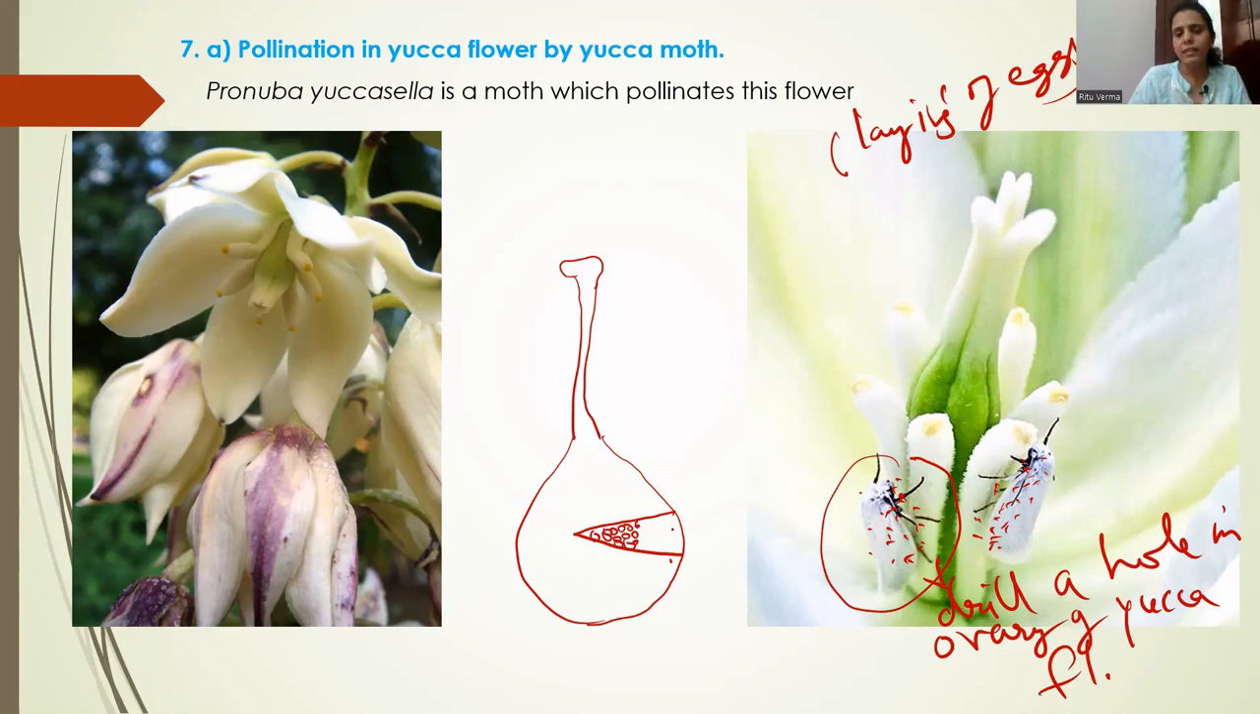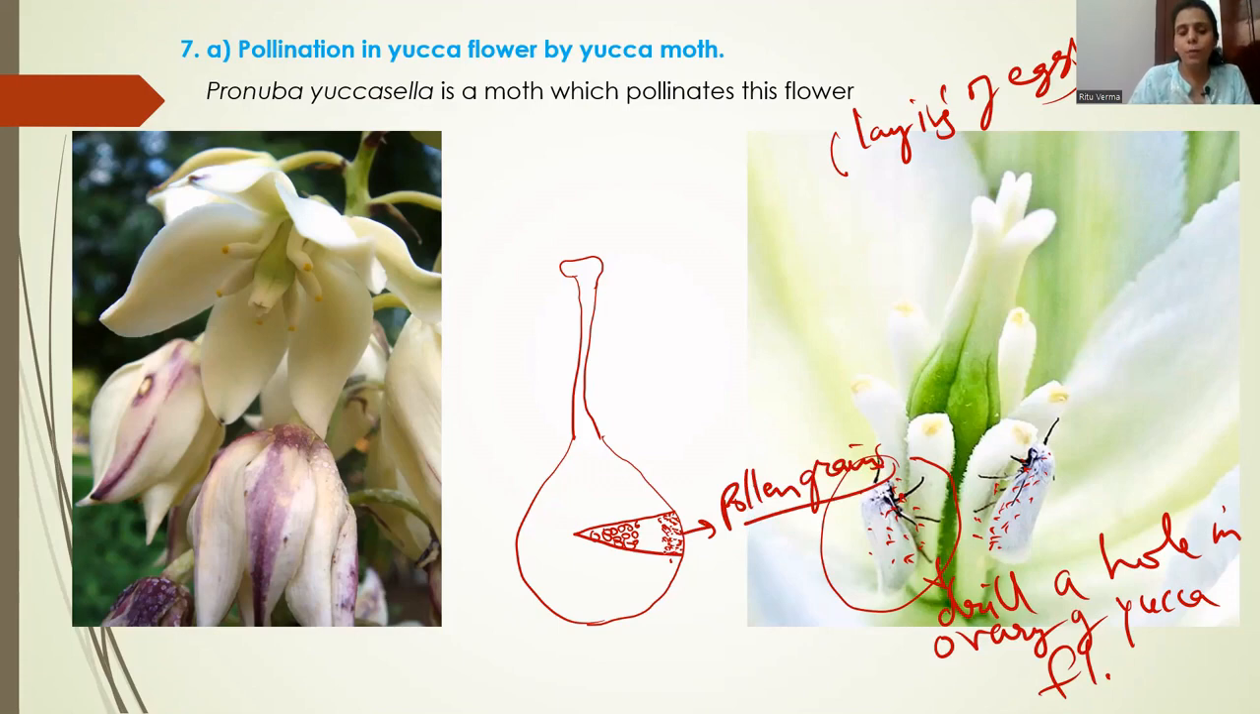And once it lays its egg there in the ovary of the yucca flower, it will seal this particular hole, so that no other organism can come and consume its egg. It will seal this hole with the help of the pollen grains. And these pollen grains are actually from the same species.